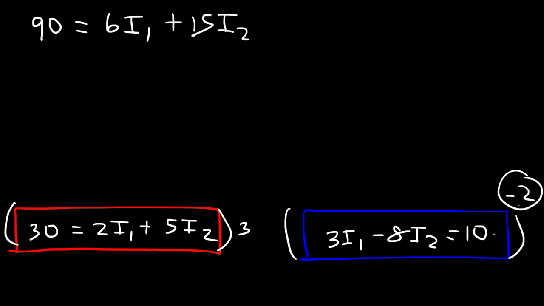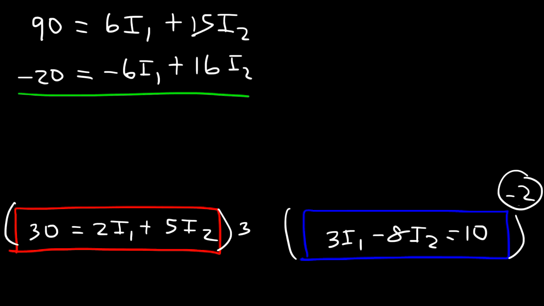Now, negative 2 times 10 is negative 20. And then 3I1 times negative 2, that's negative 6I1. And negative 8I2 times negative 2 is positive 16I2. So now let's add up these two equations. These will cancel. 90 plus negative 20 is positive 70. And 15 plus 16 is 31. So I2 is equal to 70 divided by 31.